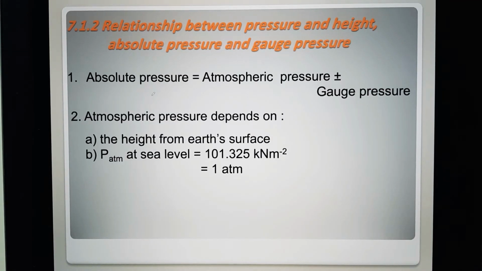So this is the relationship between absolute pressure, atmospheric pressure, and gauge pressure. Absolute pressure is equal to the value of atmospheric pressure plus or minus gauge pressure. Atmospheric pressure really depends on the height above the Earth's surface, whether you go to altitude. So it depends on the altitude. For the atmospheric pressure at sea level, basically we are referring to 1 atmosphere, or it is also known as 101.325 kilonewtons per meter squared.